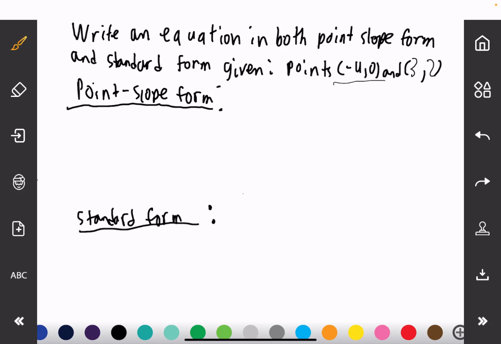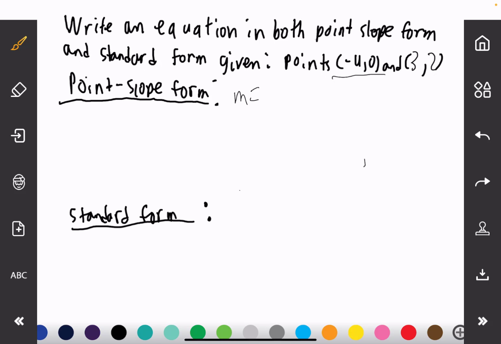So let's first write it in point-slope form. We need to find the slope first, and the slope formula is y2 minus y1 over x2 minus x1. And that equals, in this equation, 2 minus 0 over 3 minus negative 4, which is 2 over 7. So the slope is 2 over 7.